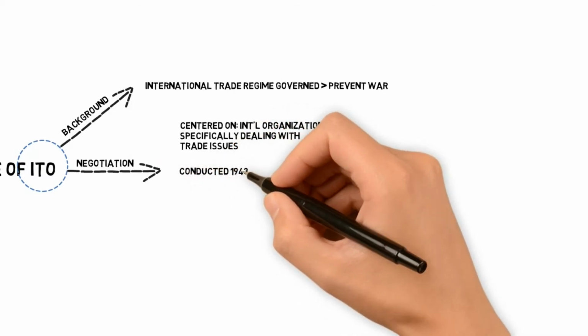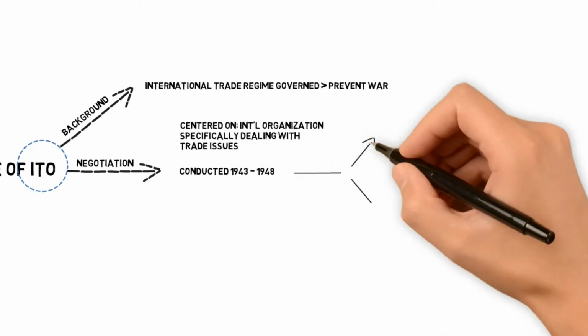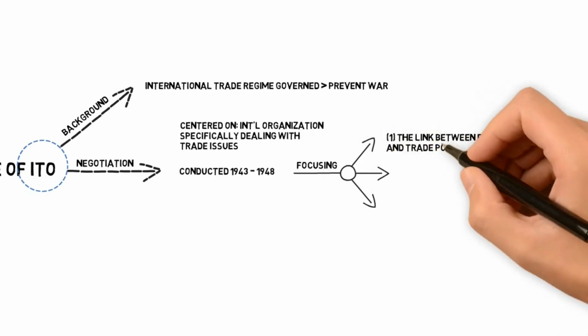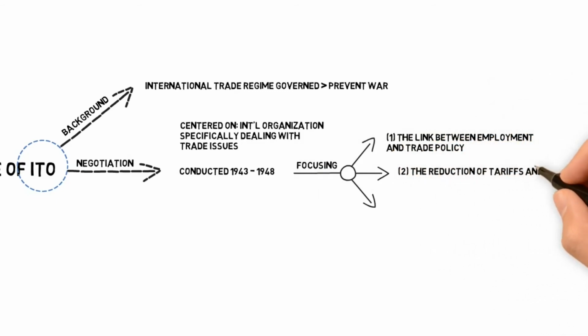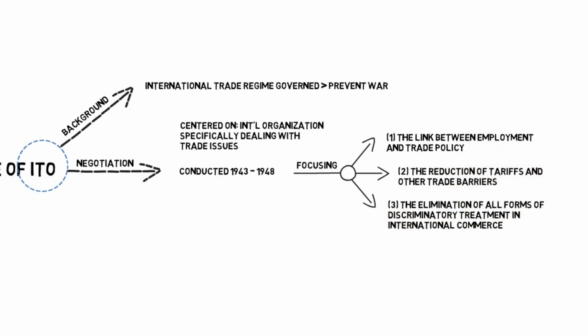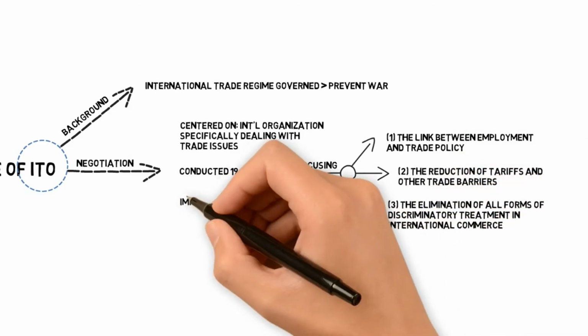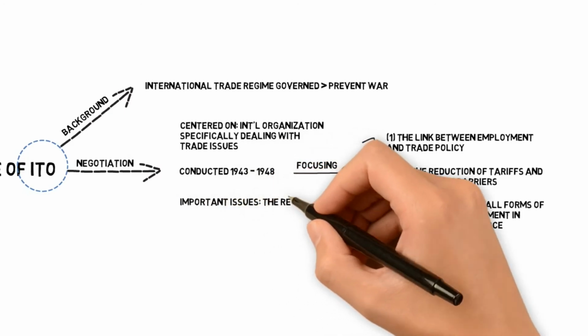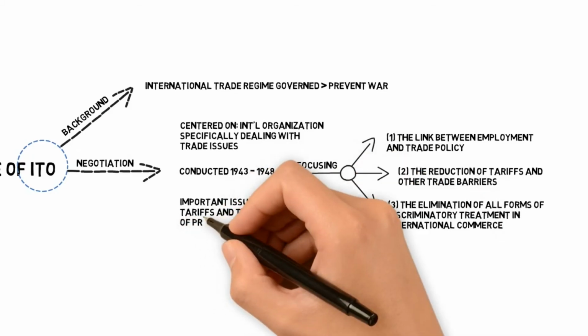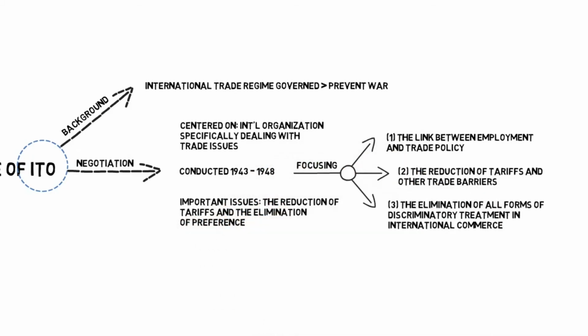The negotiations were conducted between 1943 and 1948, focusing on the connection between the availability of employment and trade policy, the reduction of tariffs and other trade barriers, as well as minimizing all forms of trade discriminations. During the negotiation process, one of the most important issues was how trade liberalization through tariffs reduction, which based on non-discriminatory principle, can be compromised with a policy based on preferential principles, which were mainly adopted by previously known as colonial powers.